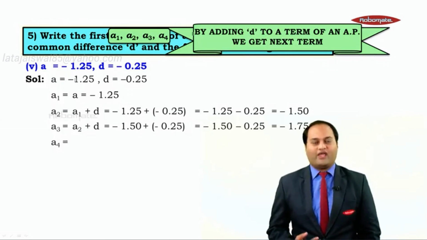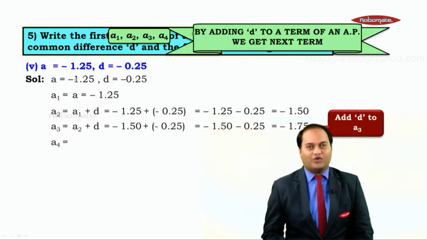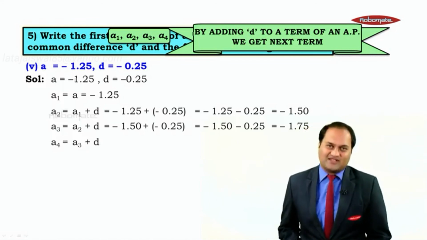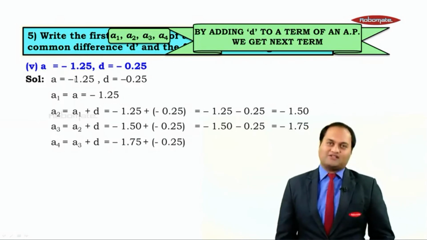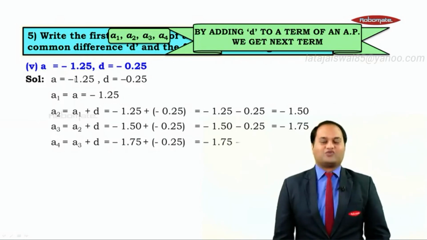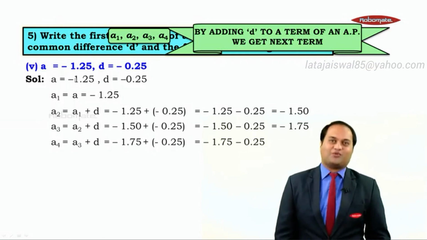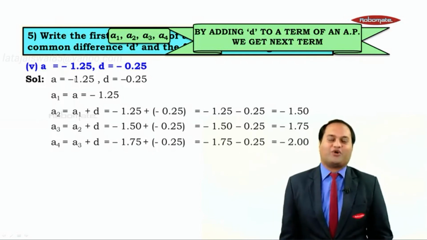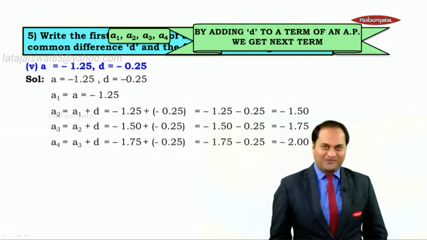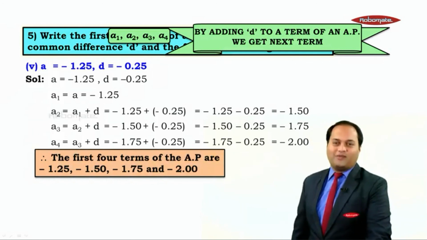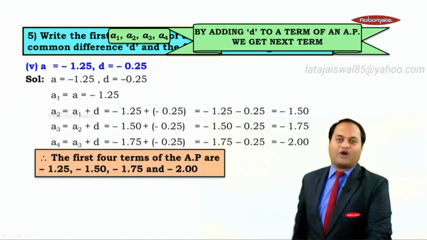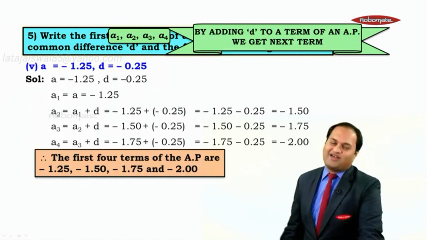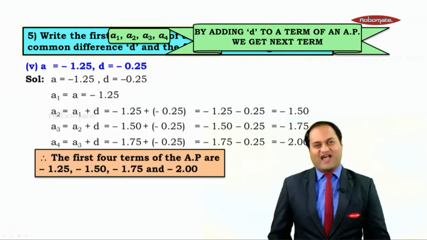How do we now find A4? A4, add D to A3, so it's A3 plus D. We get minus 1.75 plus minus 0.25, that's minus 1.75 minus 0.25, that's minus 2.00, that's minus 2. So the four terms of the AP are minus 1.25, minus 1.5, minus 1.75 and minus 2. As simple as that.